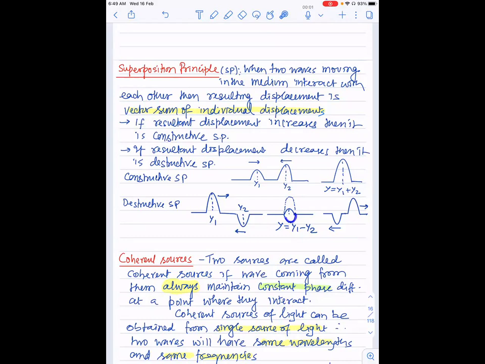This wave will continue to move this side, and this one will continue to move this side. They will reappear and again go away as they are moving originally. So here it is called destructive superposition. So the superposition principle is nothing but a vector law, the vector sum of the individual displacements of waves moving in the medium.